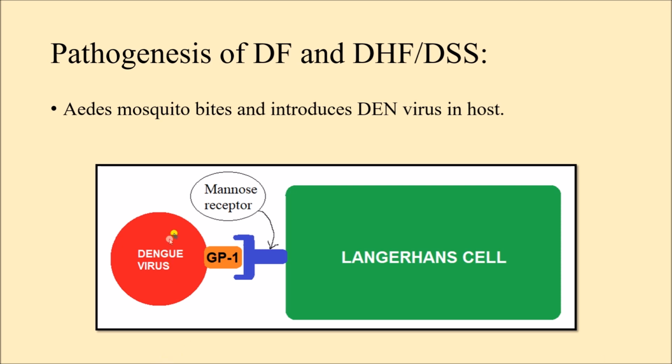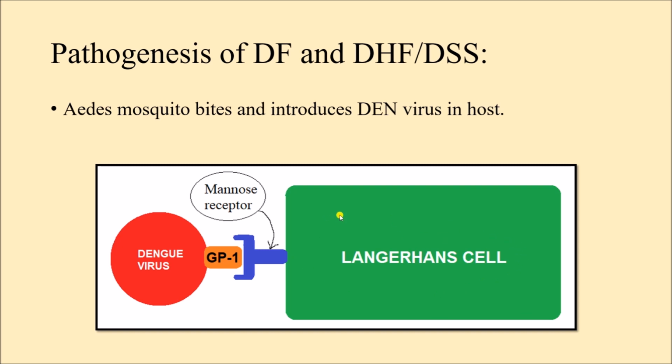in the host. So this is the virus, the dengue virus. We know there are 4 different serotypes: Den 1, Den 2, Den 3 and Den 4. So this is a dengue virus, and on its surface there are many molecules of glycoprotein. So this is GP1, glycoprotein 1 molecule. On the other hand, in the skin of the human we have Langerhans cells, which is one of the different types of dendritic cells.